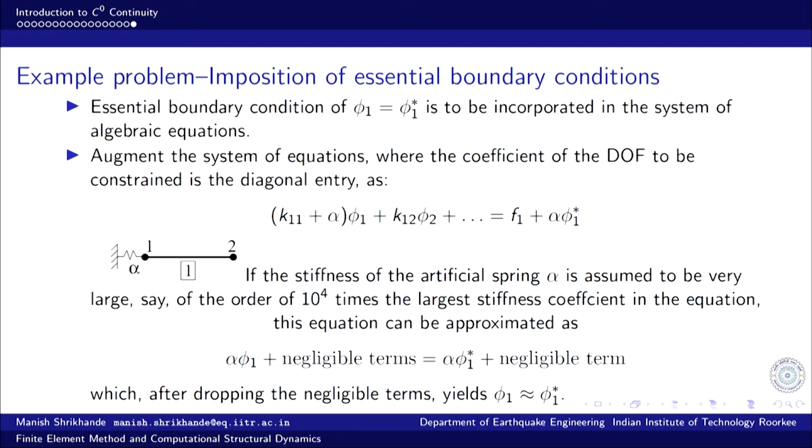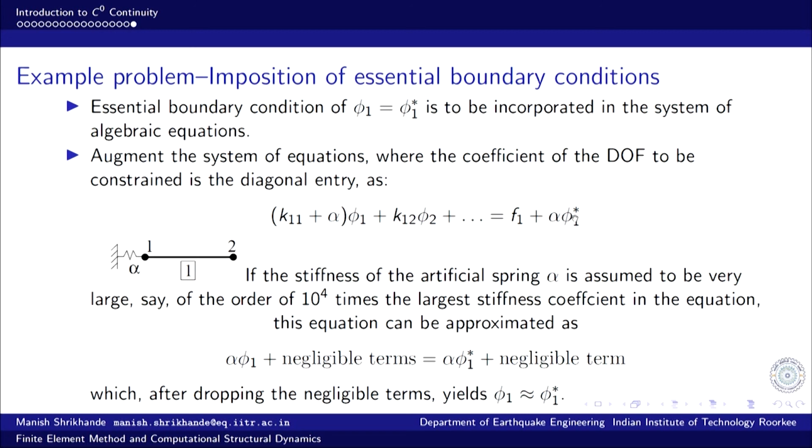I consider that there is a very stiff spring of stiffness alpha between the support and node 1, and then I impose a force of alpha times the prescribed value and augment the force vector accordingly. Similarly, I add alpha to the diagonal term corresponding to phi 1. So, the first row of equations becomes k 1 1 plus alpha multiplied by phi 1 plus other terms in the row, and the right hand side becomes f 1 plus alpha times phi 1 star. This is the value that needs to be specified.